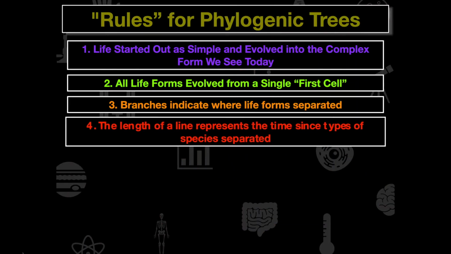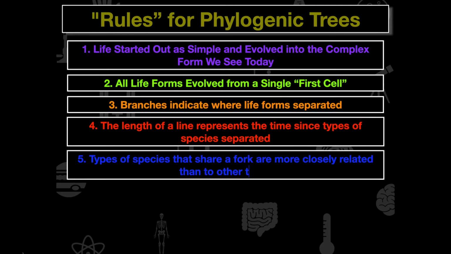The fourth one here is going to be the length of the line, especially when we're talking about phylogenetic trees. And really, this is only applying to phylogenetic trees, is the length of the line represents the time since the types of species have separated. So the length of the line is indicating how long it's been since they went through a speciation event. Our fifth one is the types of species that share a fork are more closely related to the individuals that they share that fork with than to other types of those individuals. And we'll go through and we'll look at an example together to show this.